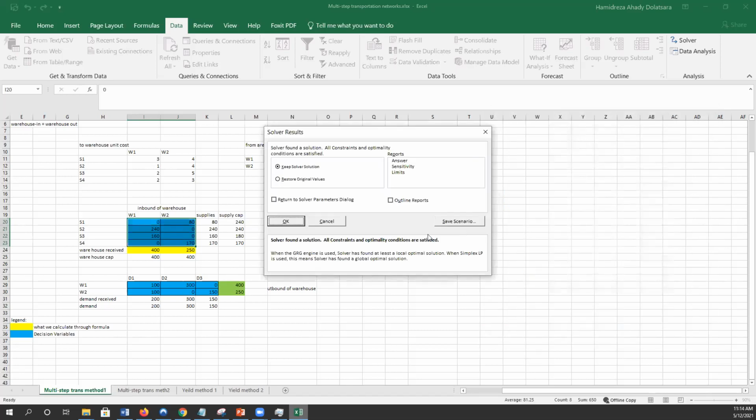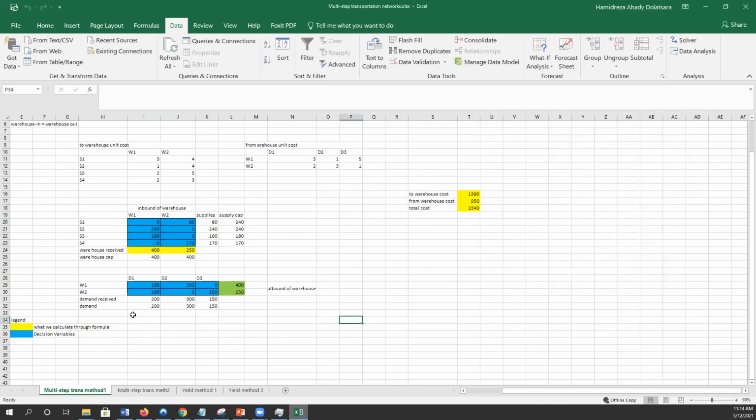And I click solve. If you look at here, first of all, about warehouse capacity. As you see, the first one, I just filled the whole warehouse, 400, and it's less or equal to 400, so it's right. The second warehouse, I just kept 250, which is less than capacity, that's fine. Inbound is 400 and 250, equal to 400 and 250 here. So inbound is equal to outbound.